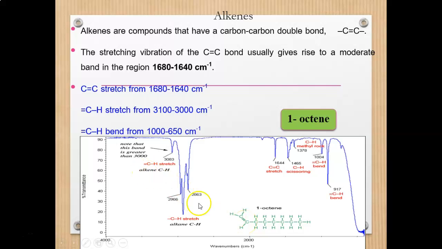So kita tengoklah dekat mana CC double bond ni. CC double bond dia dekat 1600 lebih. So awak tengoklah kalau ada peak yang keluar dekat wave number, ada peak 1644, ataupun dalam region yang ni lah, 1680, 1640. So dia adalah peak double bond.